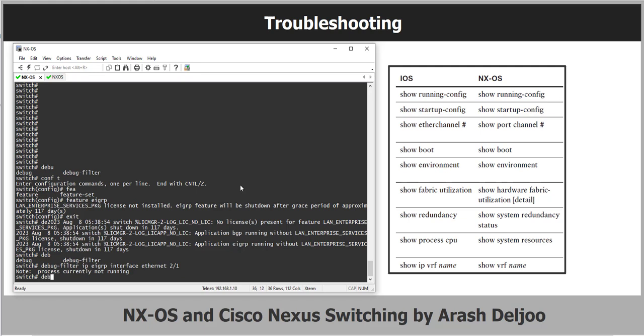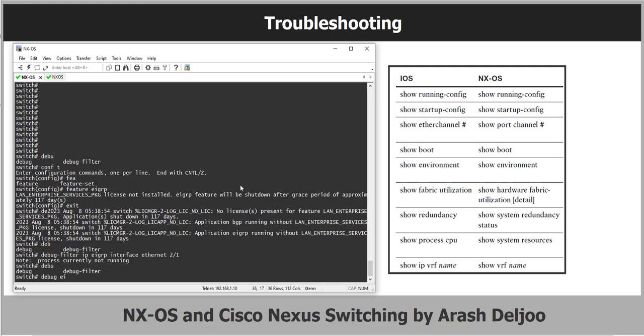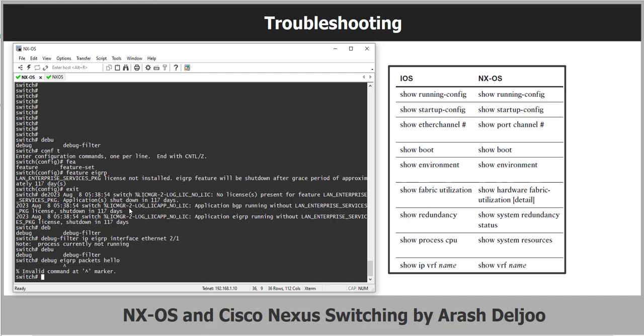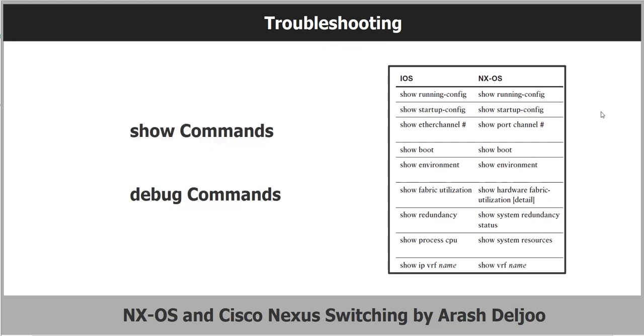And after that, for example, debug eigrp packets, for example, hello, or other packets. When you use this command, because you have a debug filter, only the hello packet on this interface will actually be debugged in the console. Actually, it limits EIGRP hello packet debug information to Ethernet interface 2/1. We will learn about the show and debug commands in more detail in future videos when we configure different scenarios.